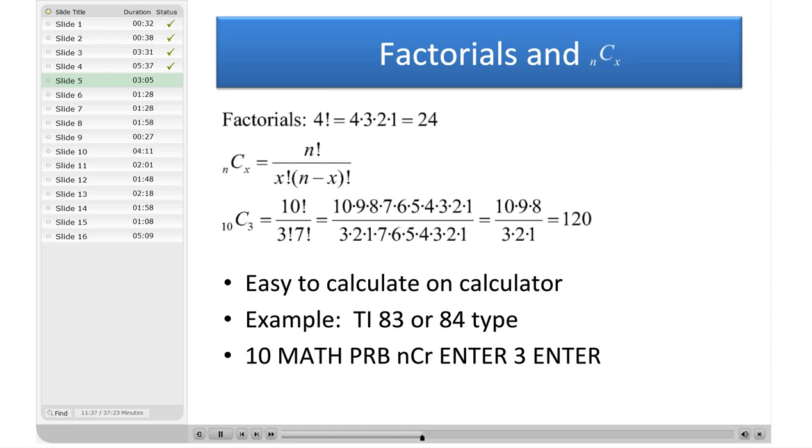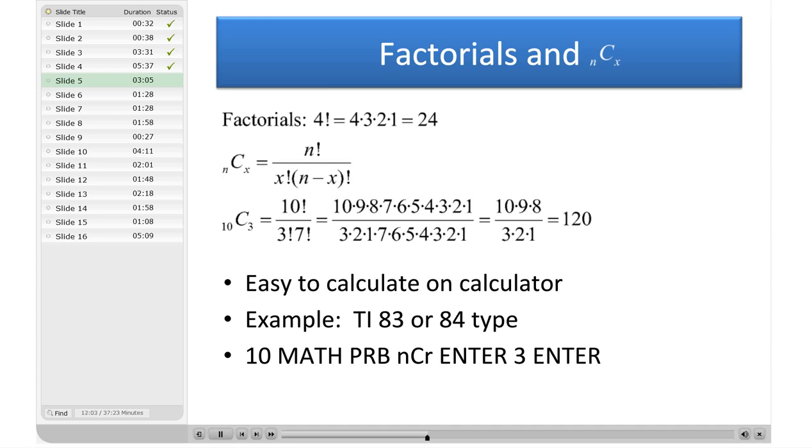Now, some of you might not have a calculator that can perform these functions, so just for completeness, I want to list the mathematical explanation of how you actually calculate these numbers. You might also be curious as to how you do that. The first thing that we need to do is talk about factorials.